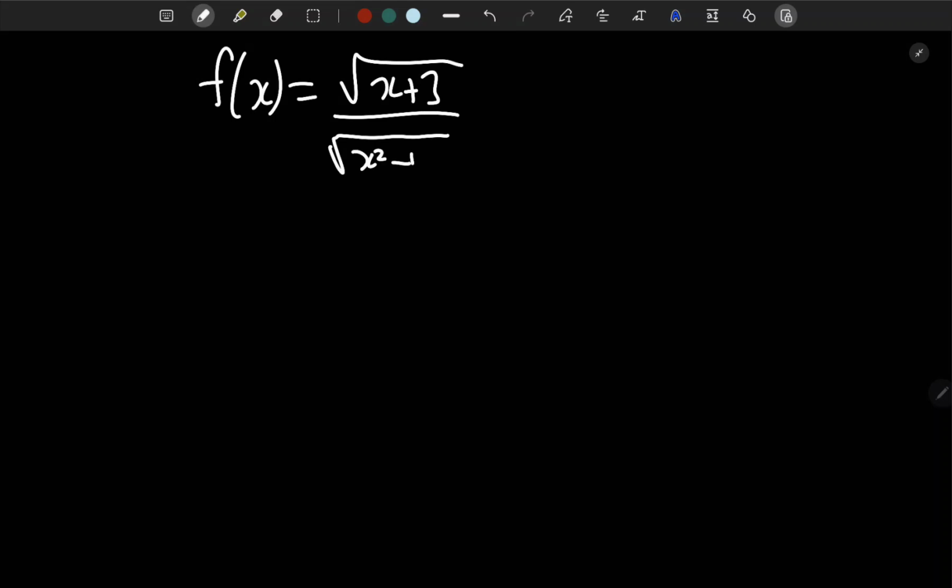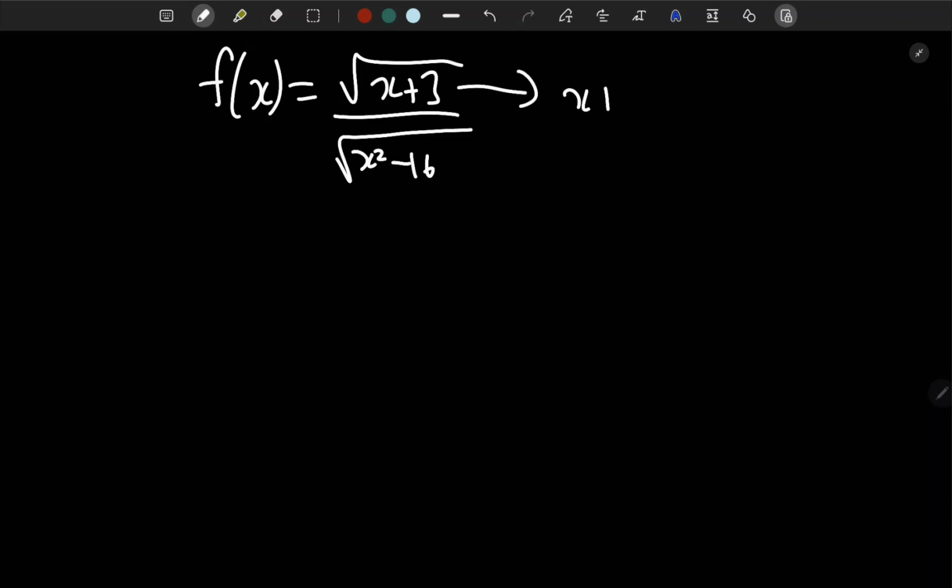So our last question is a bit challenging, so I would need all your attention. f of x is equal to radical of x plus 3 over radical of x squared minus 16. So we have two radicals, in the numerator and in the denominator here. So let's do the numerator first.